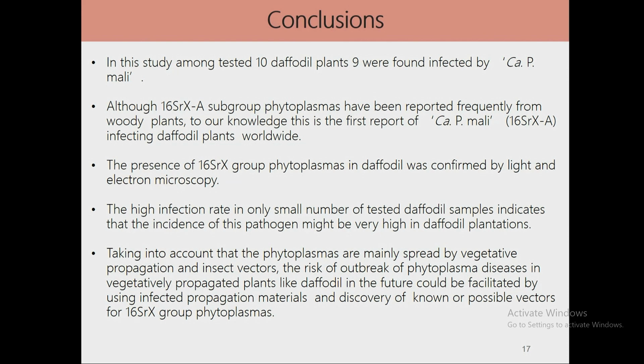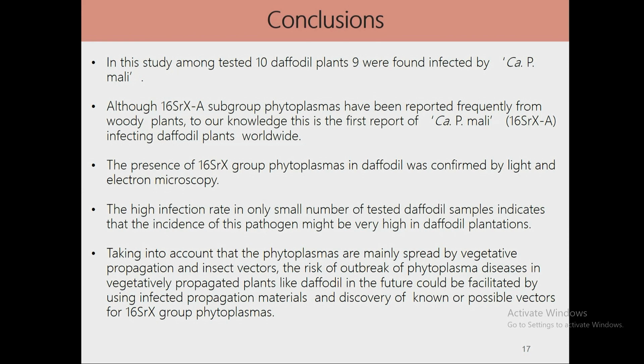So as a conclusion, in our study, among tested 10 daffodil plants, we found 9 were infected with Candidatus Phytoplasma mali. Although we know group 10A subgroup phytoplasmas have been reported frequently from woody plants, to our knowledge, this is the first report of Candidatus Phytoplasma mali infecting daffodil plants worldwide. And we confirm our study with light and electron microscopy. And we see, 10 daffodil plants and 9 were infected.